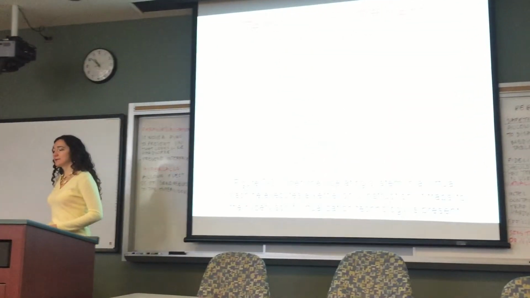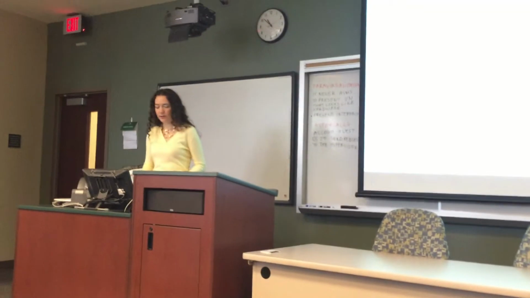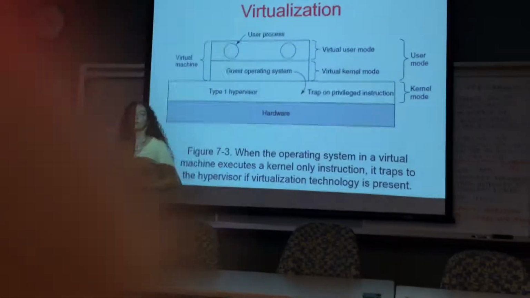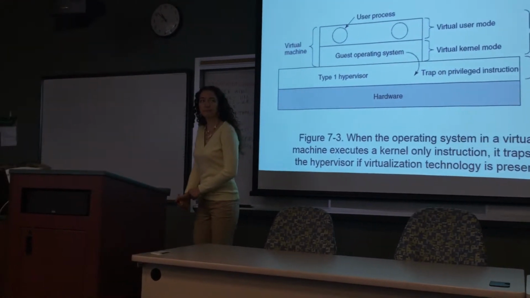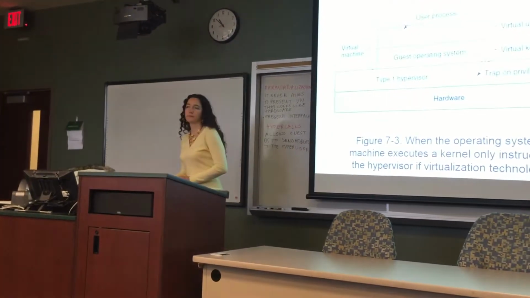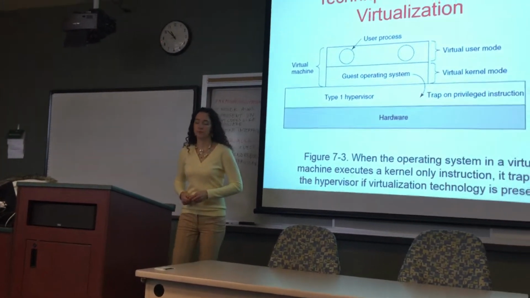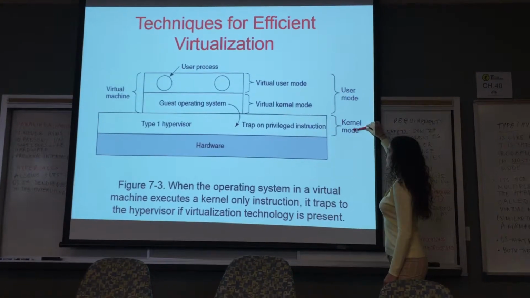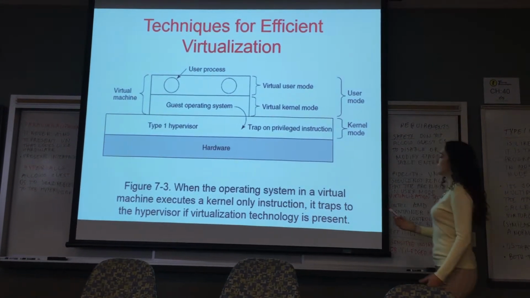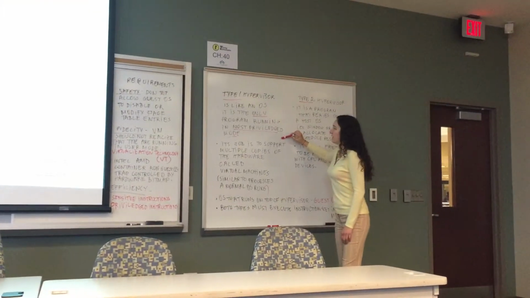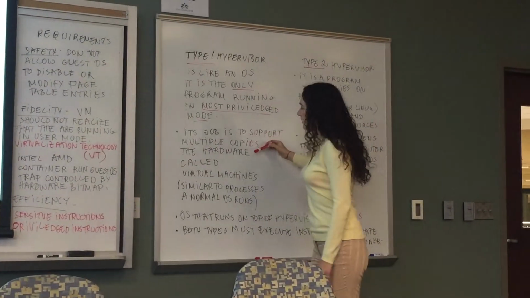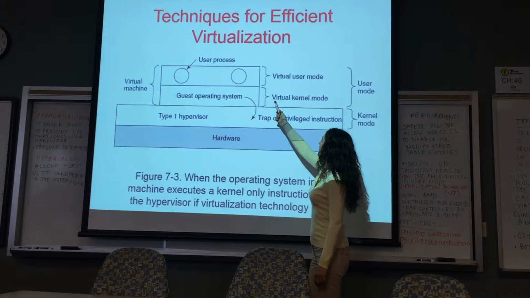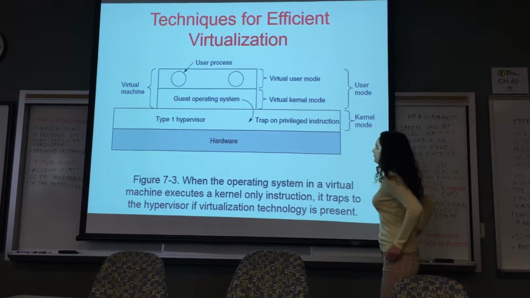Now, it is an operating system, so it thinks that it's running in kernel mode. Look at the picture and see, is it really running in kernel mode? Is the guest operating system running in kernel mode? It's not, right? Because the hypervisor is the only thing here that's running in kernel mode. We said the Type 1 hypervisor is the only program running in kernel mode. Everything else runs on top of it in user mode. So this guest operating system thinks it's running in kernel mode, but it's not. That's why we call it a virtual kernel mode.